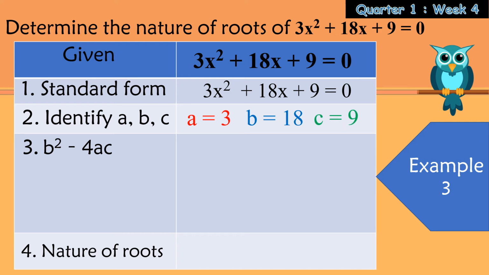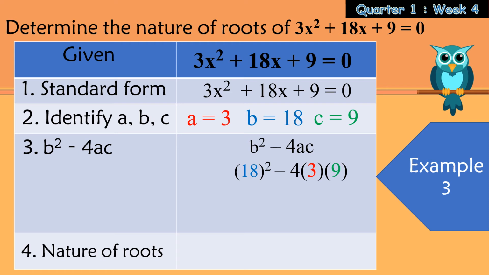So we are to use the expression b squared minus 4ac for us to determine the value of our discriminant. So the next thing that you need to do is to just simply substitute. Palitan mo lang po yung mga letters na yan kung ano po yung value nila. Okay, so you got here 18 squared minus 4 times 3 times 9 upon substituting the values of a, b, and c from our expression or formula.